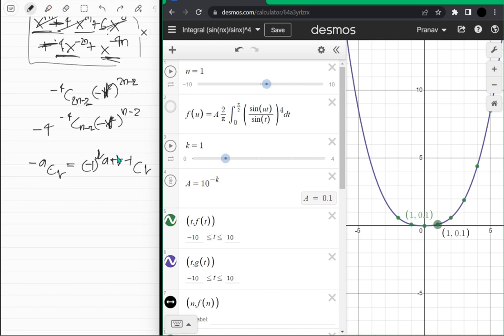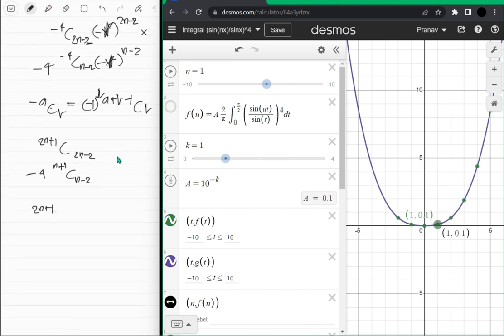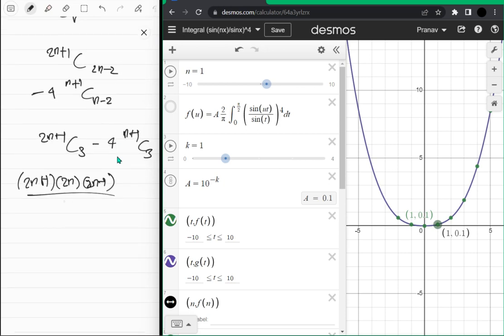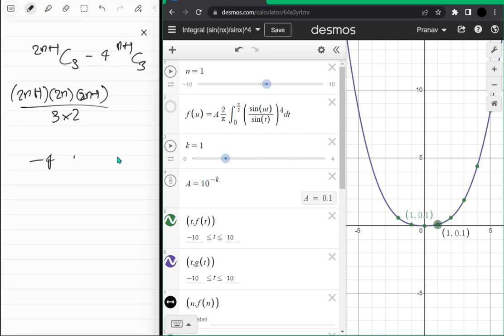So a plus b minus 1, this thing plus 4, that's going to be 2n plus 2. That minus 1 is just going to be 2n plus 1. So 2n plus 1 c, and then you got b, just 2n minus 2. That's this guy. And similarly, you can do the same thing over here. It's like minus 4, and I think it's supposed to be n plus 1, right? And then you got cn minus 2. That's the thing. And then, of course, you can write this as 2n plus 1 c3 minus 4n plus 1 c3. That's going to be 2n plus 1, 2n, and then 2n minus 1 upon 3 times 2, and then minus 4 times n plus 1 times n minus 1 upon 3 times 2.